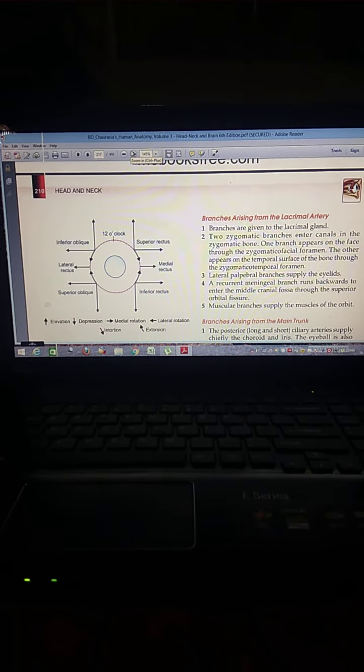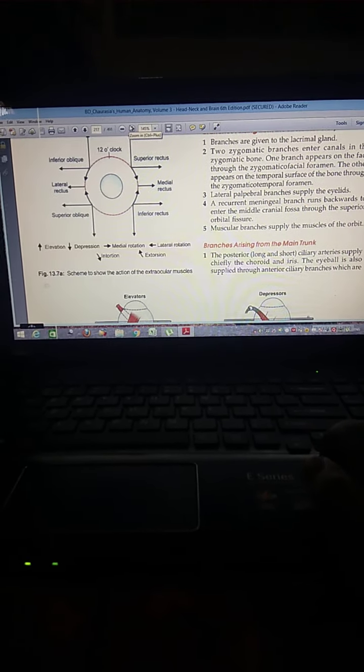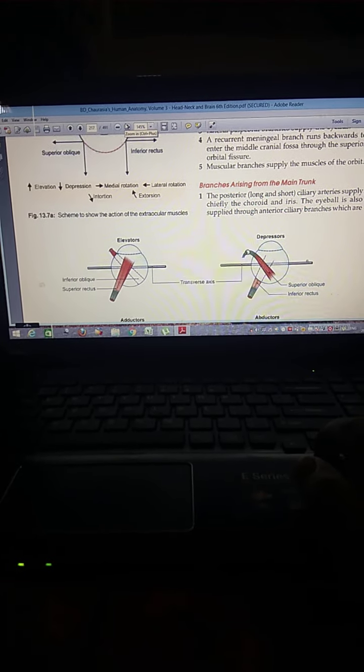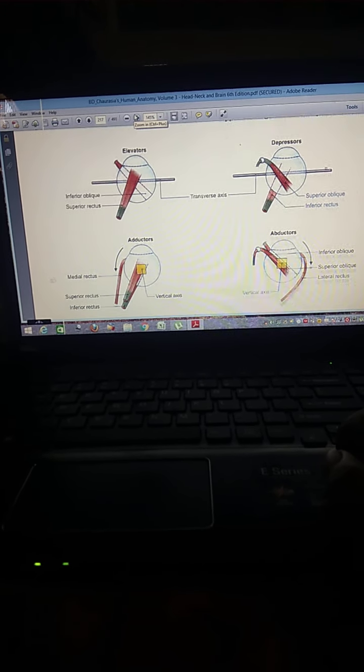Now the branches: the lacrimal artery gives branches to the lacrimal gland. Two zygomatic branches enter canals in the zygomatic bone, and lateral palpebral branches supply the eyelids. The recurrent meningeal branches run backward to enter the middle cranial fossa, and muscular branches supply the muscles of the orbit. These branches arise from the main trunk. The posterior ciliary artery supplies chiefly the choroid and iris. Now this is the figure of the different types of muscle actions and their arrangement.